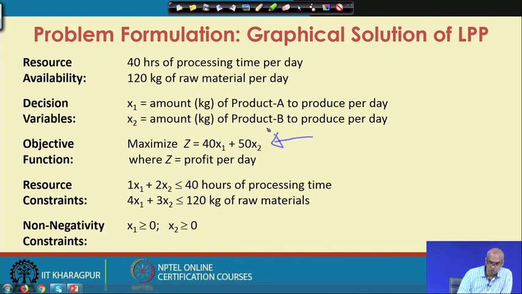So, now look at the constraints. Constraints here are two explicit constraints. One is associated with 40 hours of processing time per day, the other is 120 kg of raw materials per day. So, first look at 40 hours of processing time per day.